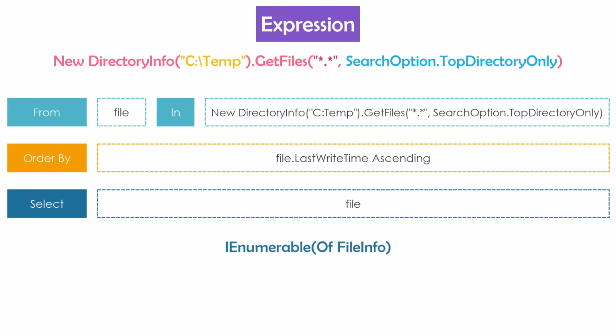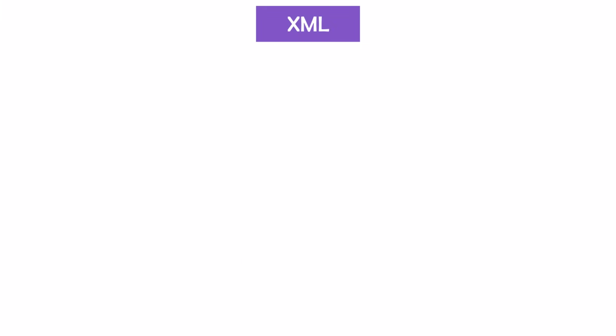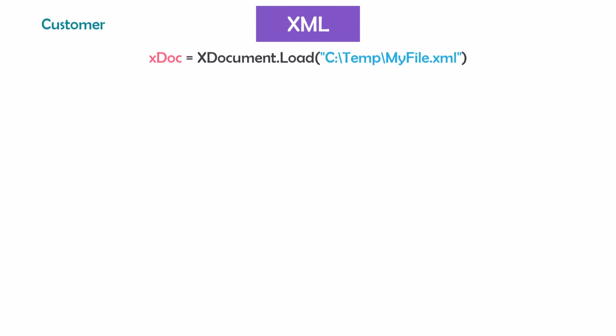Let's now see how to use from clause to query the elements of an XML document. I have for example the following statement, where I am loading the XML file. The result will be stored in this variable, xdoc of type XDocument. Assume I have different elements inside the document. One of them is called customer, which appears more than once in the document. I want to query all customer elements inside the document.